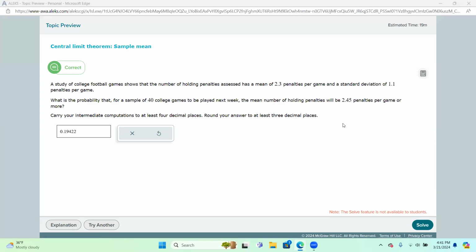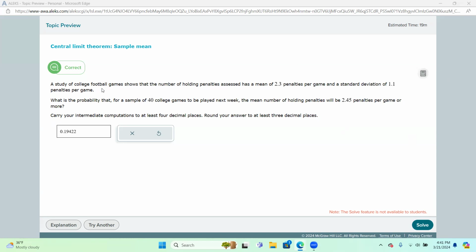Hello, I wanted to do a little video here to help with some of these questions in chapter 6, because right now you can use Desmos, but on the final exam you will not be able to. And so I want to show you how to use the calculator to solve these in ALEKS.